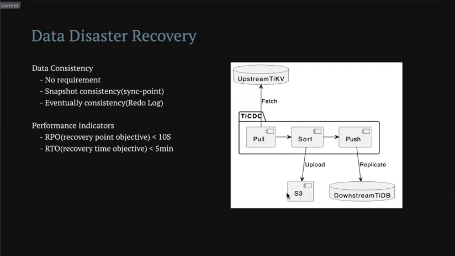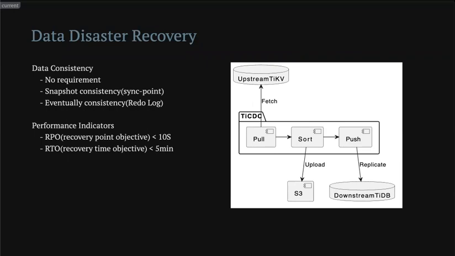There are some requirements for this scenario because we want our downstream to be more useful. Like we can send some read traffic to the downstream cluster. So we need to make sure the data is consistent. There are some levels of consistency. The first one is no requirement. It means we don't care about the data consistency. We just want the data as soon as possible. You can send it randomly to the downstream.